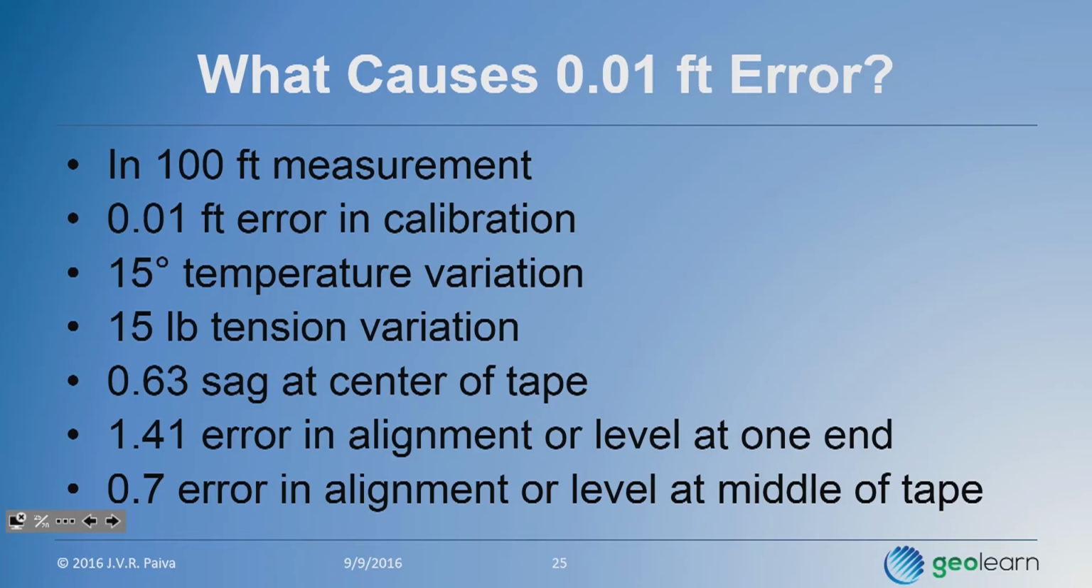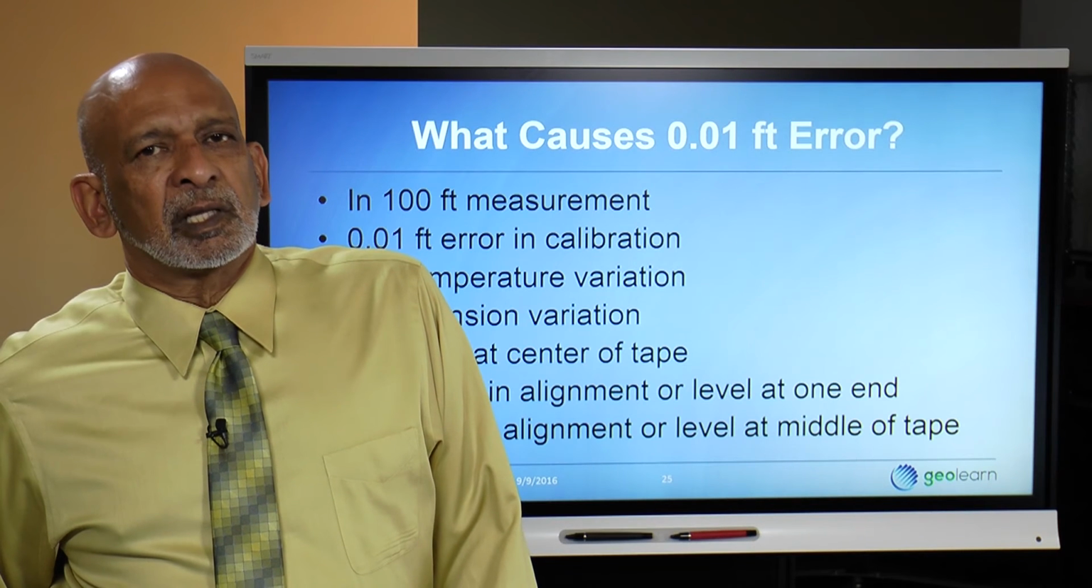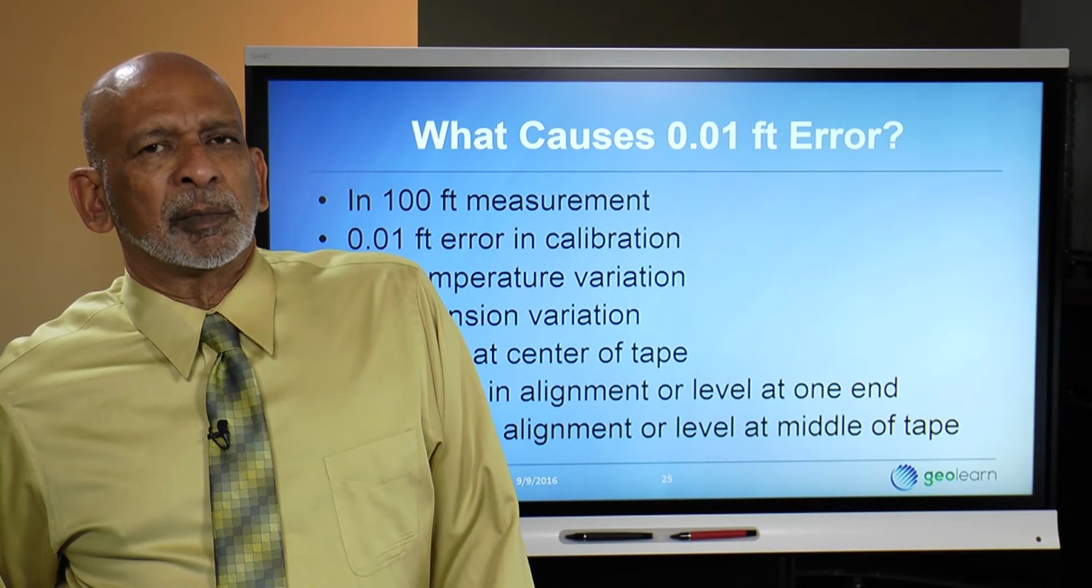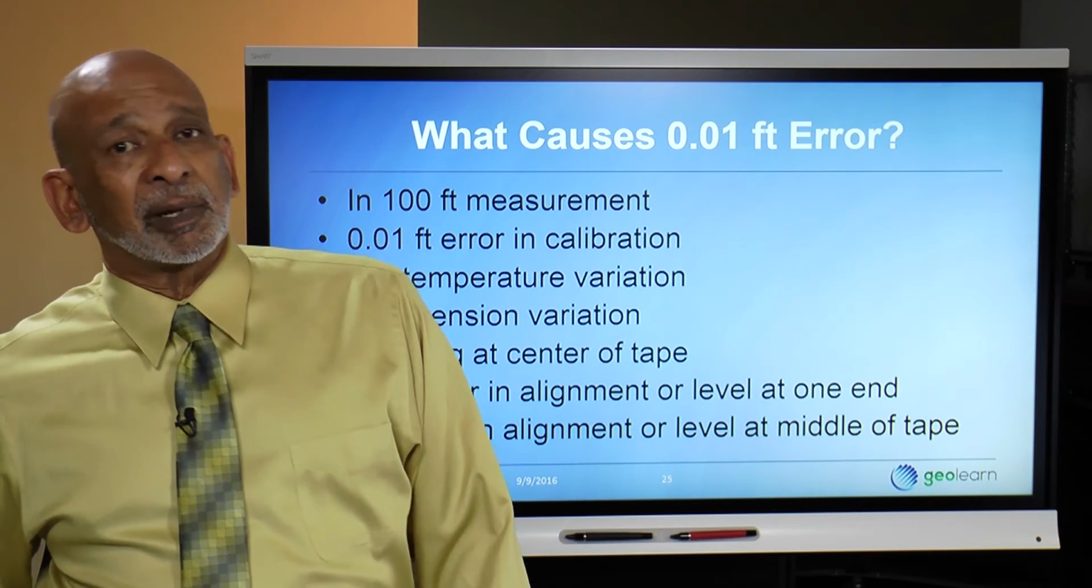So the thing that you might want to think about when you're taping is this list. A lot of textbooks will list a longer one, but I've taken the most important ones, or the ones that you need to think about most. So what causes error of 1/100th of a foot in a 100-foot measurement? Well, first of all, it could be a 0.01 foot error in calibration, meaning you didn't calibrate the tape and the tape is actually longer or shorter by 1/100th of a foot. It's not usual for a tape to be off by more than 1/100th of a foot, but it can happen.